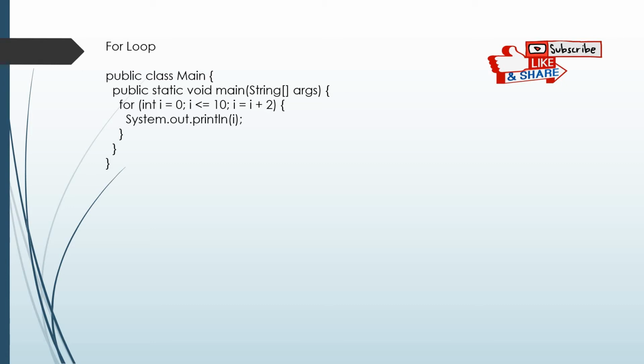So it is like i equals 0, it will check i is less than or equal to 2, and then print the value of i, that is 0. And it will again come to i equals i plus 2. And then it will increment the value, which becomes i equal to 2 now. And then 2 is less than or equal to 10. And this is how it works.